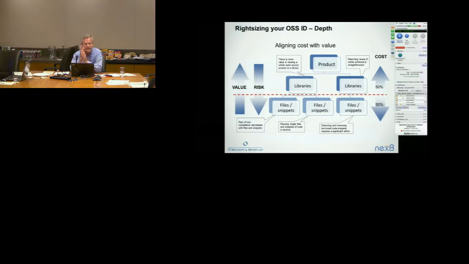The other axis, when you think about software component reuse, is about depth. You may reuse a whole product. So we were talking about the Linux kernel, 15 million lines of code. That's significant, right? That's really material. At the bottom of the hierarchy, reusing 10 lines of code is not much. It's small. Doesn't mean it's not important, but it's small.